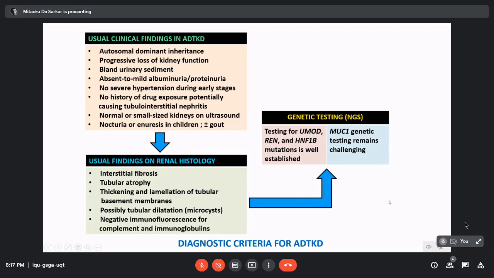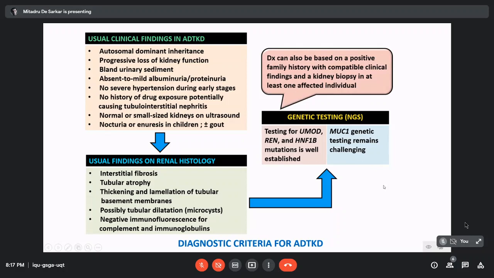I am not sure about the Indian experience, but the Western texts that I have referred to talk about the NGS platform which is utilized, and they have a robust NGS platform which can actually detect the mutations in UMOD, REN and HNF1B. However, the MUC1 genetic testing remains challenging. And why does it remain challenging? I'll be showing subsequently.